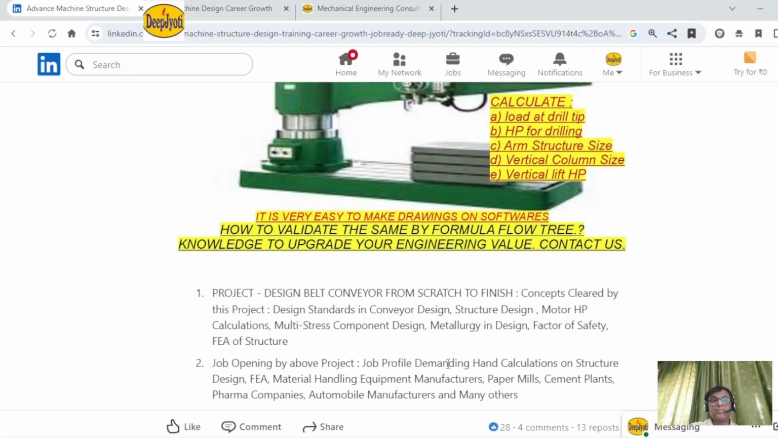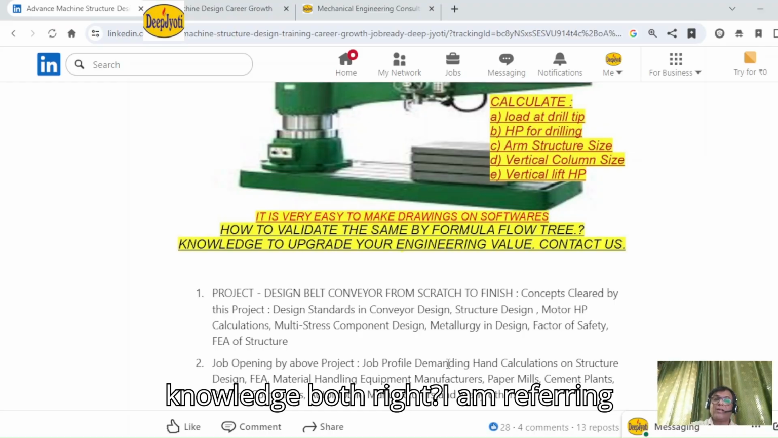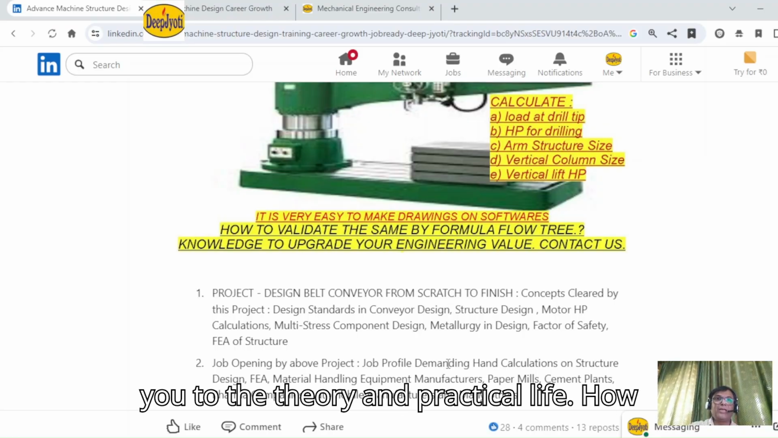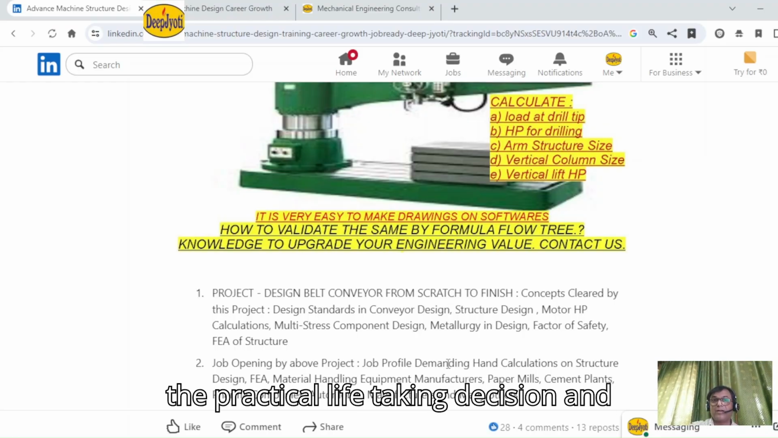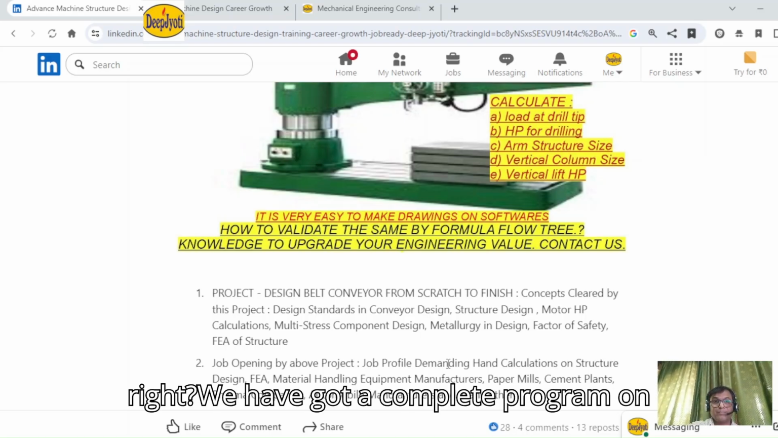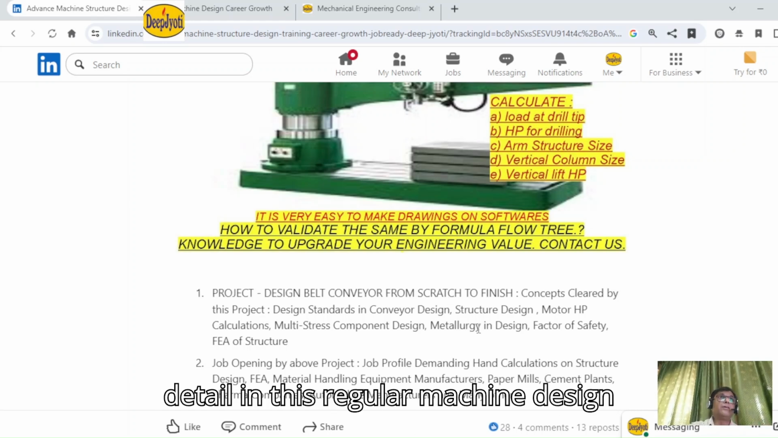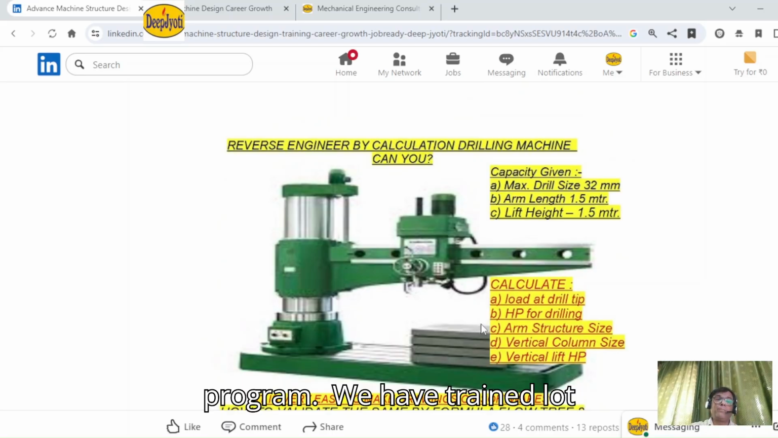We are from industry. I have got theoretical and practical knowledge both, right? I am referring you to the theory and practical life, how practical life takes decisions on fatigue. We have got a complete program on fatigue. Even fatigue is included in detail in this particular machine design program, right?